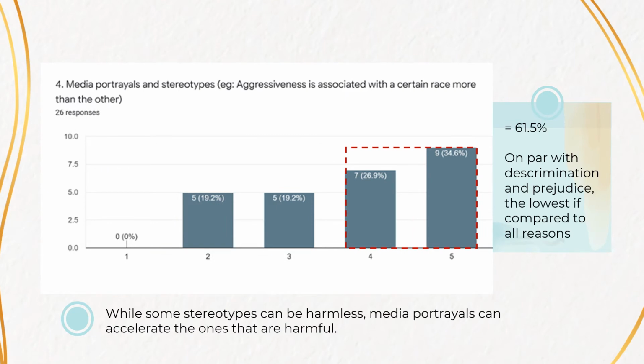While some stereotypes can be harmless, media portrayals can accelerate the ones that are harmful. Accumulative choices of 16 out of 26 respondents, or 61.5%, believe that media portrayals and stereotypes also played a role in racist behavior in school. There is numerous research that agrees media does influence our view on racism.